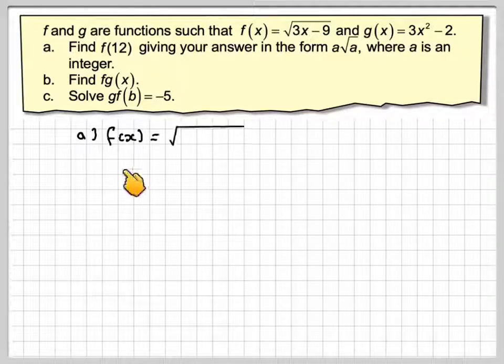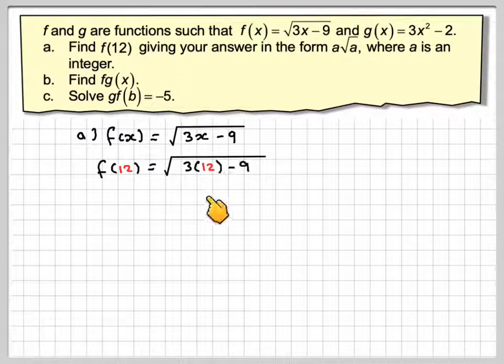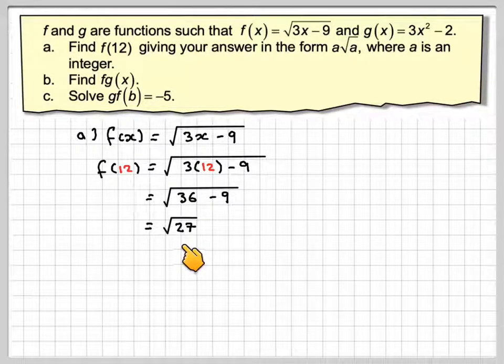Okay, so we've got the function f of x is the square root of 3x minus 9. We were asked to find f of 12, so that means everywhere there's an x in here, I replace it with 12. So we get the square root of 3 times 12 minus 9. 3 12s are 36, so we get the square root of 36 minus 9. And 36 minus 9 is 27.